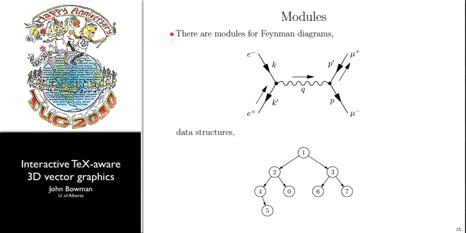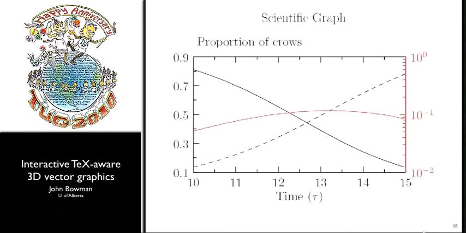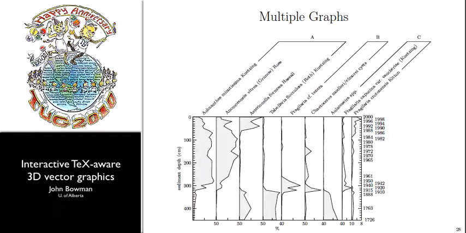Just to give you an idea of the sort of things people are doing with this, there are modules for Feynman diagrams, data structures, algebraic knot theory, scientific graphs with secondary axes and all kinds of features, logarithmic axes, images, contours, multiple graphs, and all this was computed. There was a specified size, and the length of these lines was computed by a complicated algorithm, actually using the simplex method. Given the size, one had to figure out how to fit everything in.